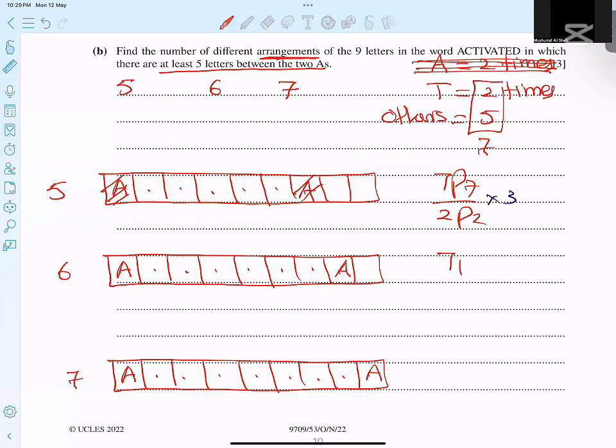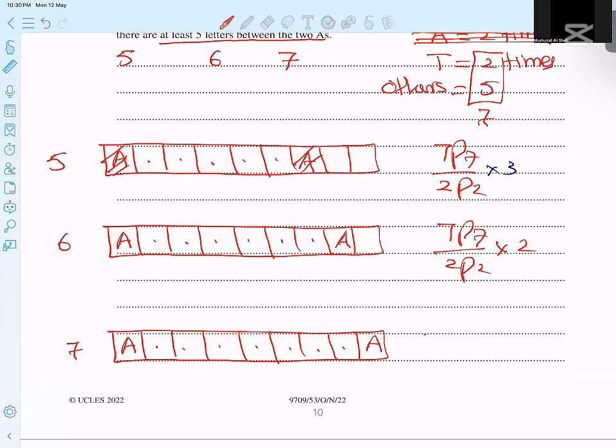So 7P7, again the same thing. 2P2 once again, because 2 T's are repeating, and multiply by 2 because we have 2 options available. And last, 7P7 by 2P2 times 1. This I'm just giving as a sequence to understand, because there's no other way to move, there's only one possibility.